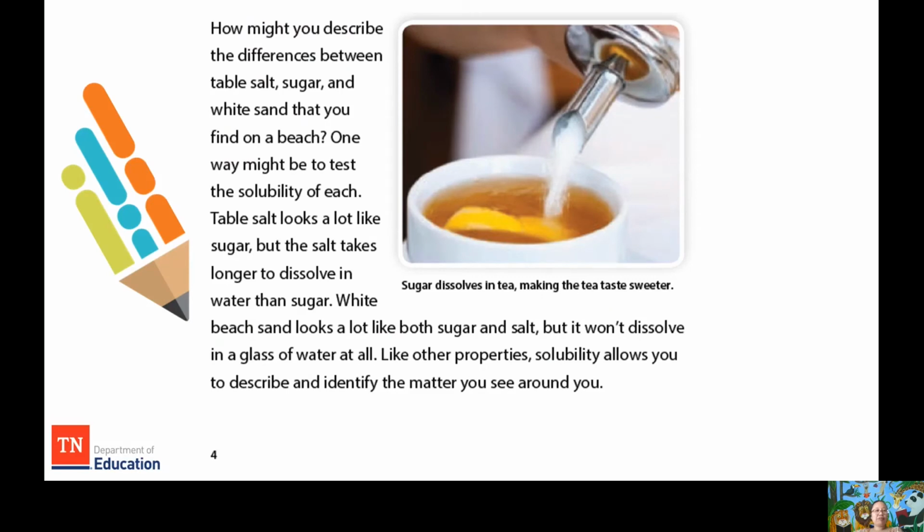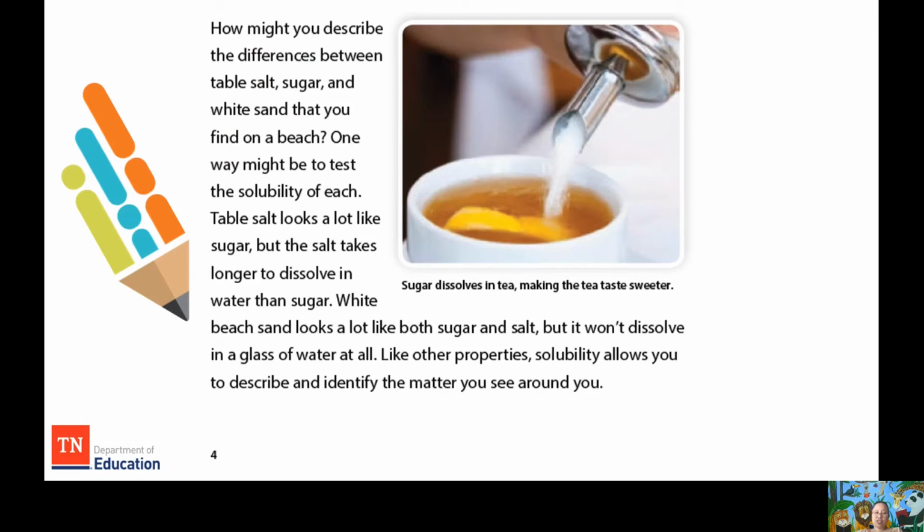How might you describe the differences between table salt, sugar, and white sand that you find on a beach? Well, I know that salt is salty and sugar is sweet, and I wouldn't want to eat white sand. But I feel like that's not really how scientists figure out what those substances are. They don't put them in their mouth to find out. So one way might be to test the solubility of each.